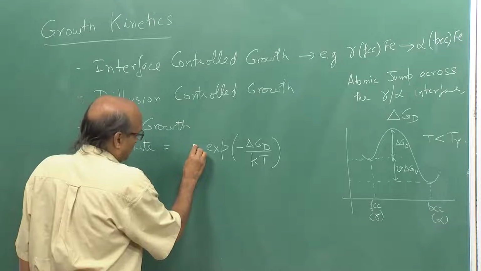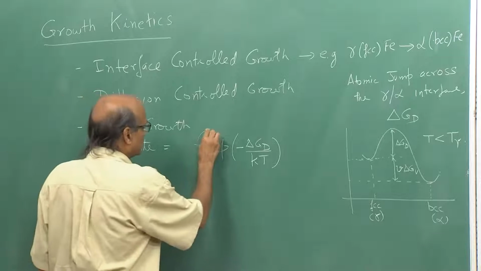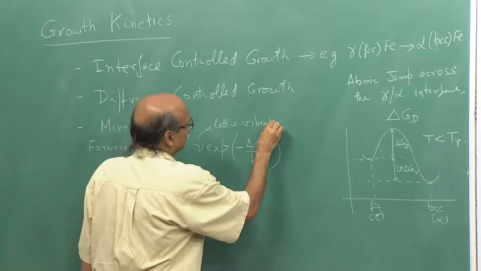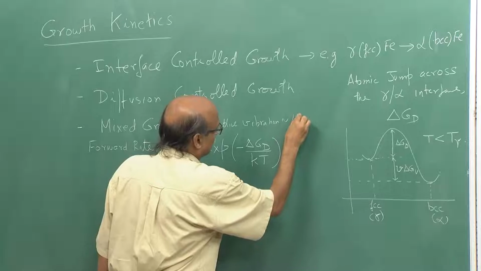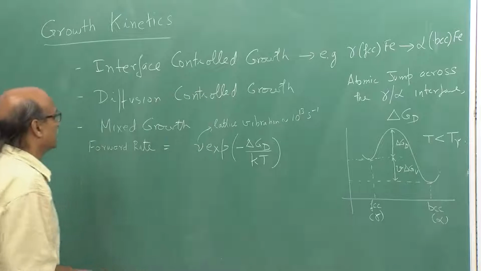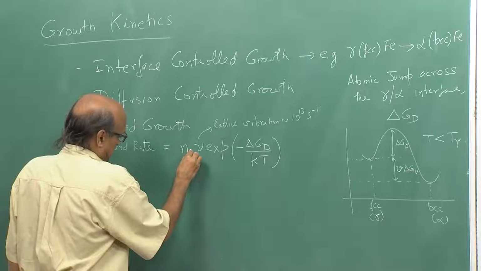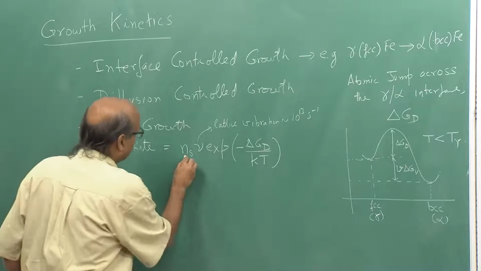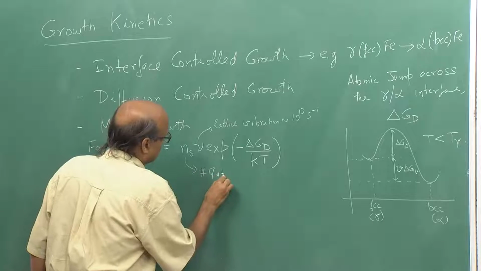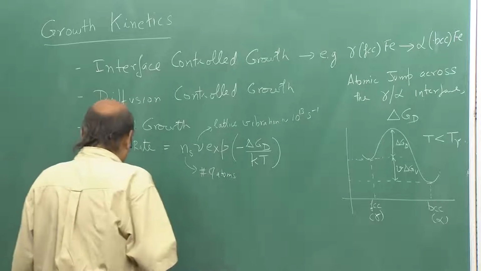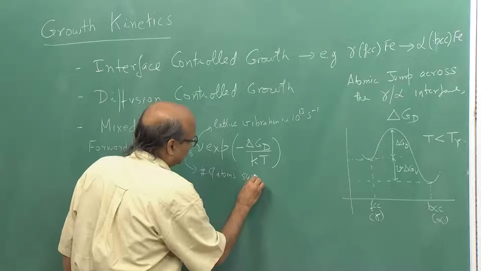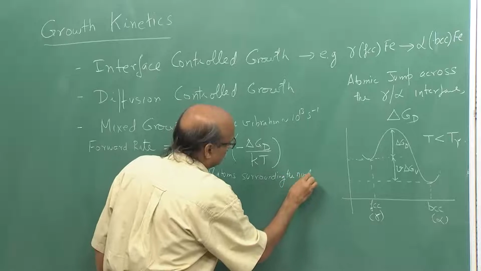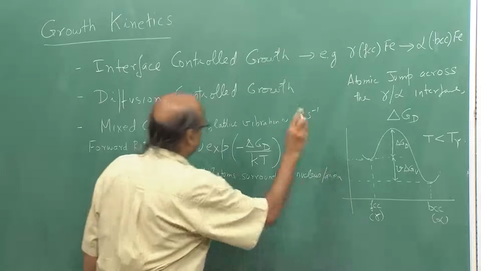That would be a function of lattice vibration frequency nu, which we have already seen is of the order of 10 to power 13 per second, multiplied by Ns, which is the number of atoms or molecules surrounding the nucleus per unit area.